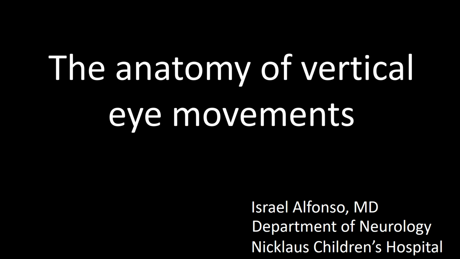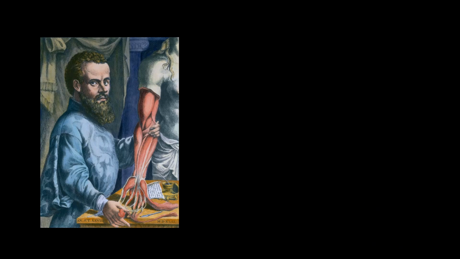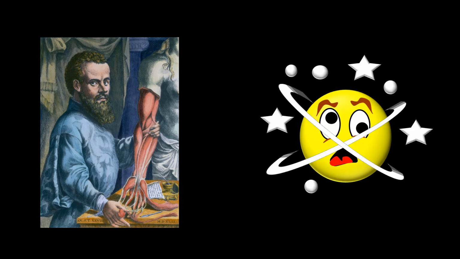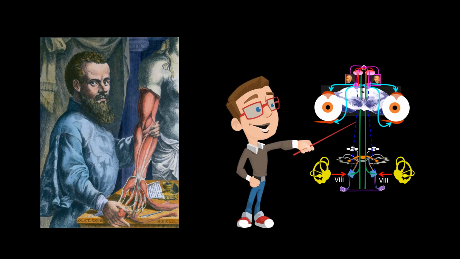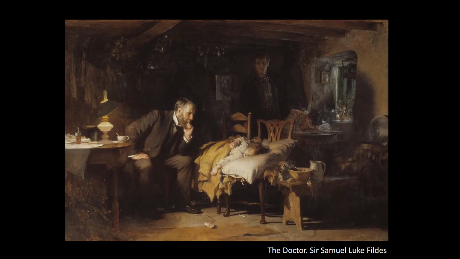This talk is about the anatomy of vertical eye movements. The subject of anatomy of vertical eye movements is confusing. It is so because there are lots of maybes and unknowns about the nuclei and the pathways involved in vertical gazing. Nevertheless, it is important to have a model that approximates reality and allows us to make clinical decisions about where the pathology is likely to be in patients presenting with vertical gaze problems.